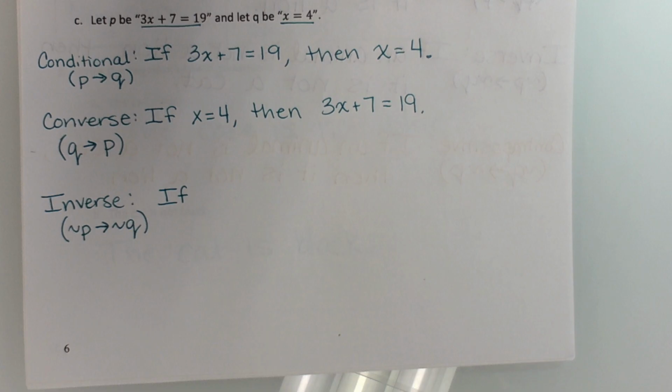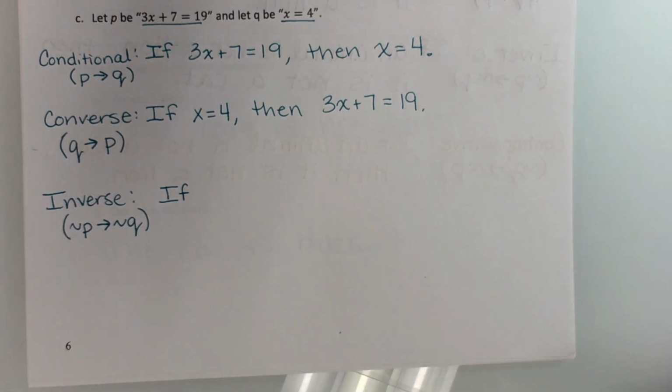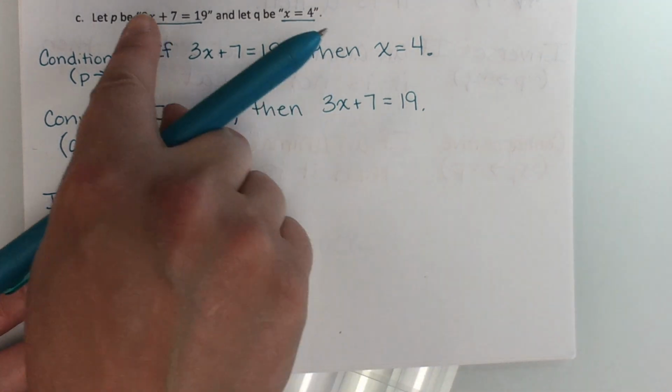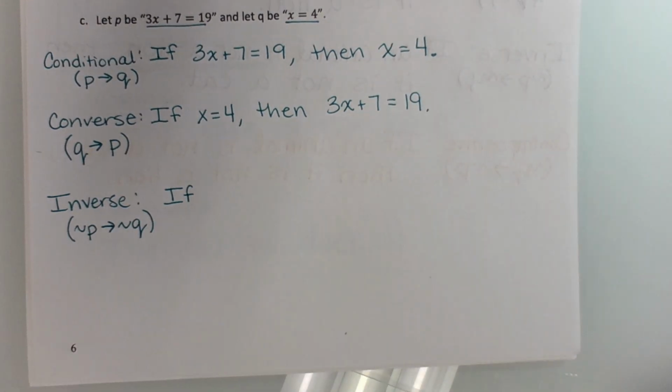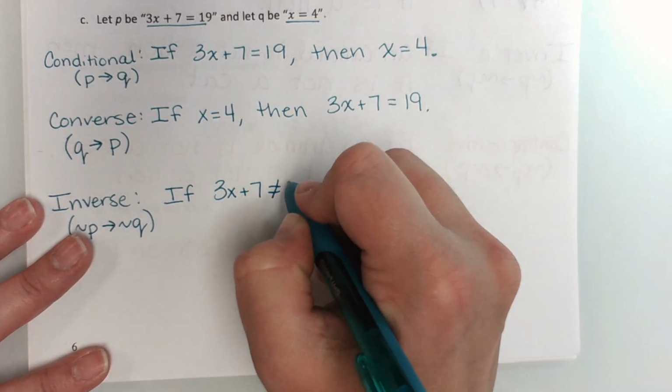How do I say that's not true? And it's okay if you're not 100% sure on this one, but I just want you to give it a try because this is one that trips people up. That's why I did it as an example. Is there a way to say this is not true? Oh, yeah, you gotta cross out the equal sign. Yes. 3x plus 7 not equal to 19.